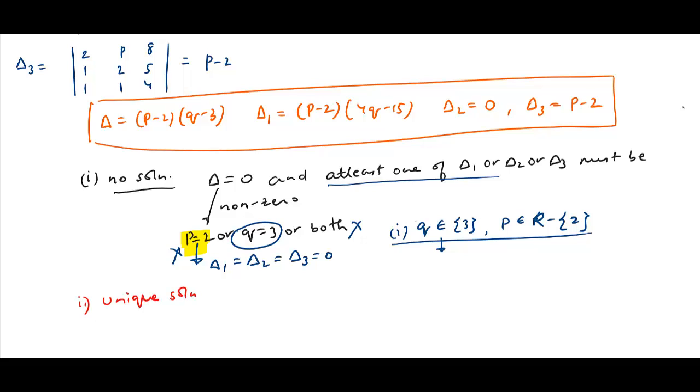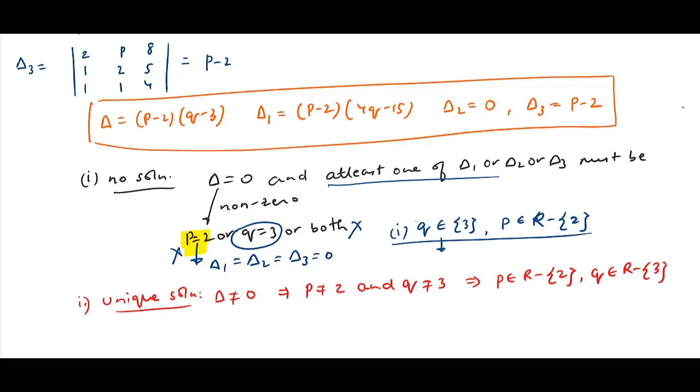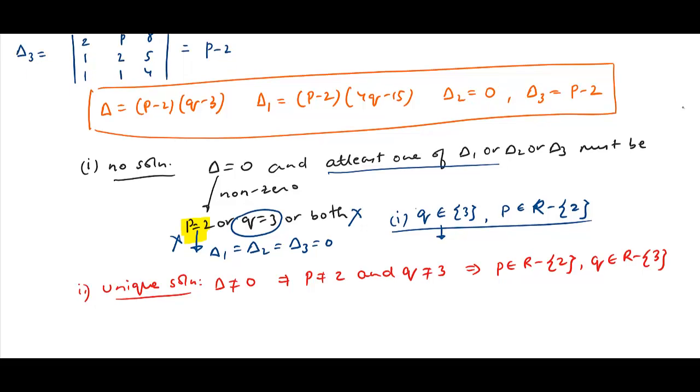So for a unique solution, we know that delta should be non-zero, which implies P should not be equal to 2 and Q should not be equal to 3, which implies P belongs to R minus {2} and Q belongs to R minus {3}. We get this condition. And finally we move to the next part.